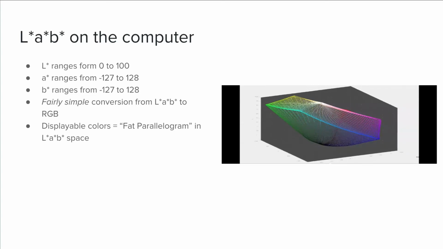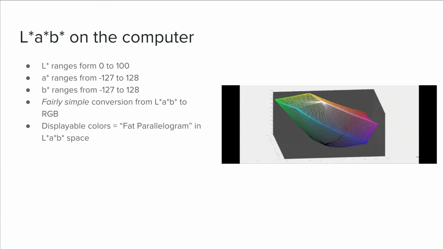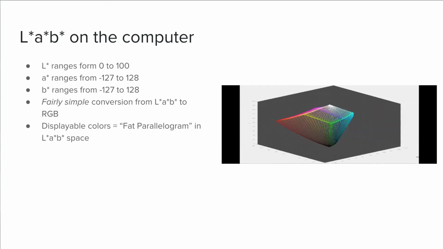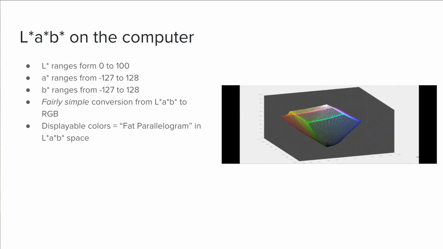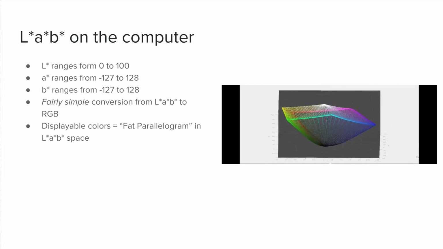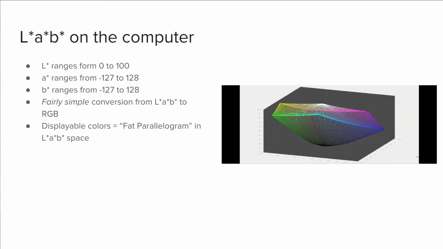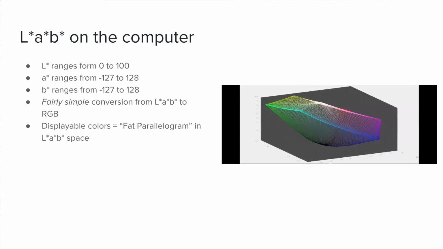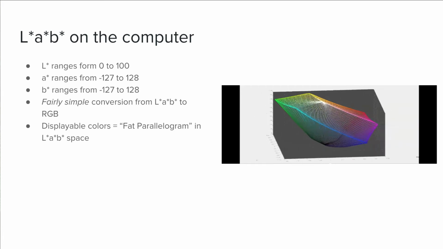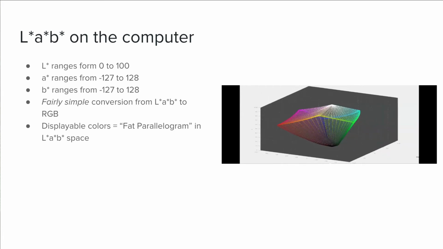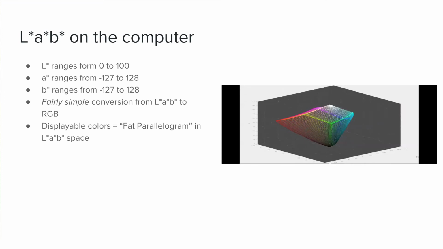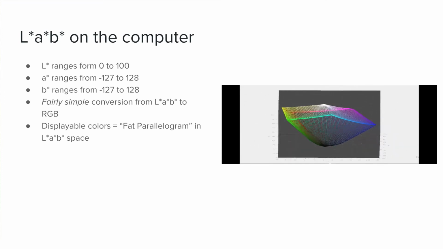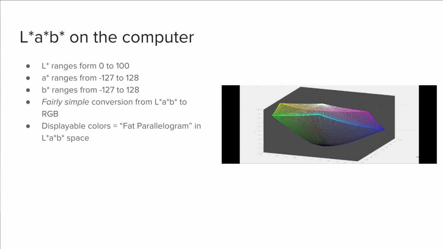There's a fairly simple conversion from Lab to RGB. One important thing to know about Lab is that a lot of its space is taken up by colors which can't be displayed on an sRGB monitor. And so if you look at the range of displayable colors within the lab space at large, it makes a sort of fat parallelogram shape.